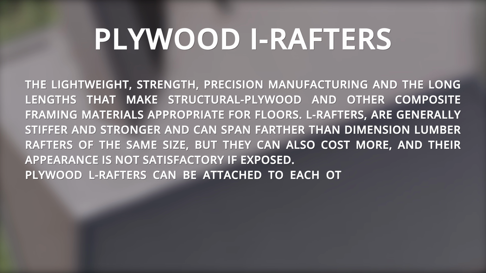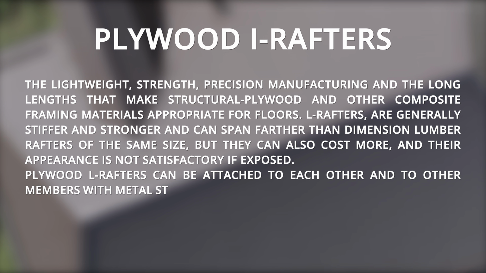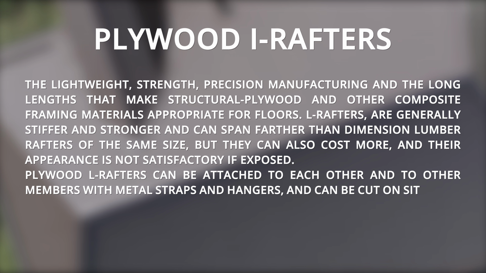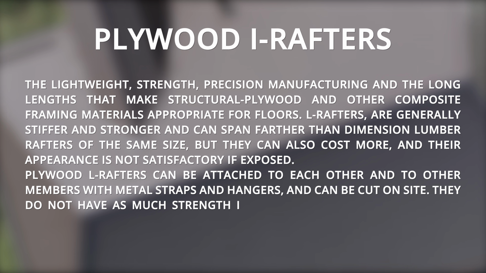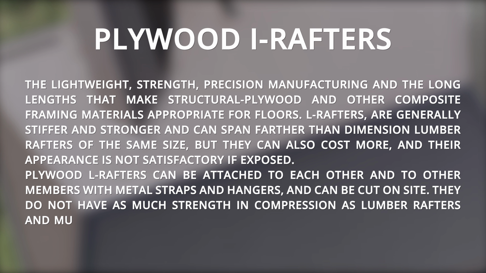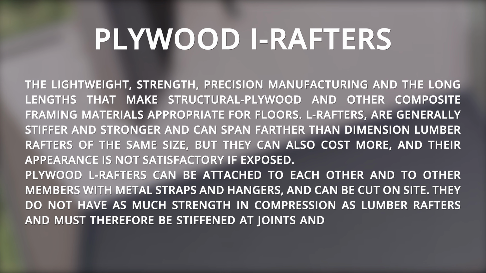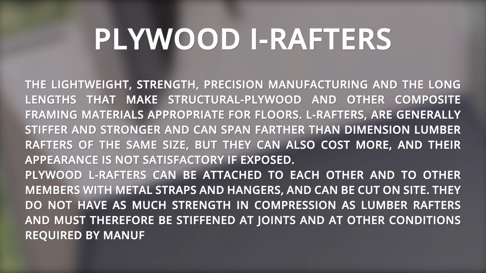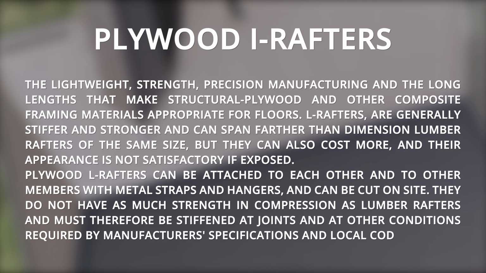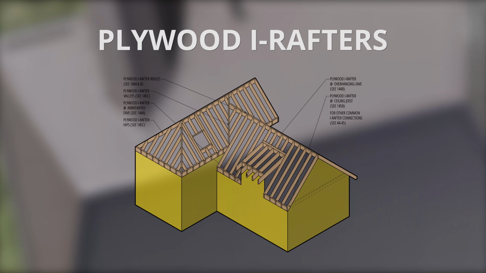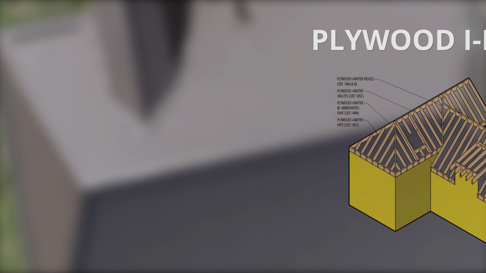Plywood I-RAFTERS can be attached to each other and to other members with metal straps and hangers, and can be cut on site. They do not have as much strength in compression as lumber rafters and must therefore be stiffened at joints and at other conditions required by manufacturer specifications and local codes. Plywood I-RAFTERS. Take a look at this detailed illustration.